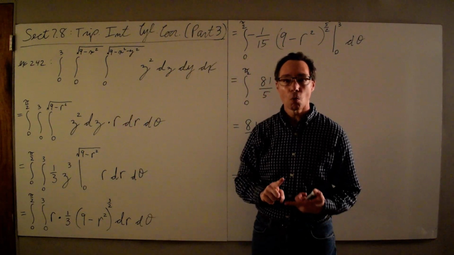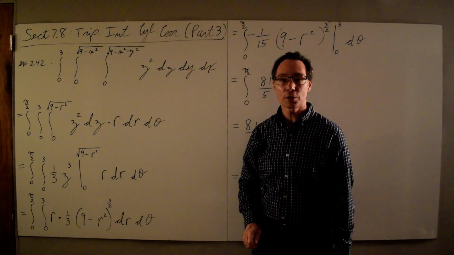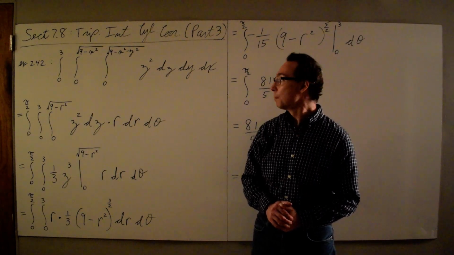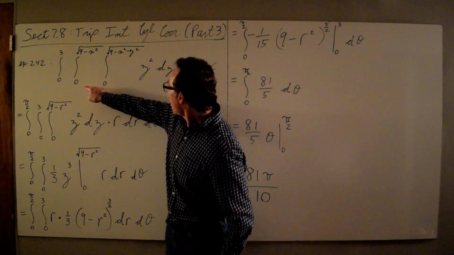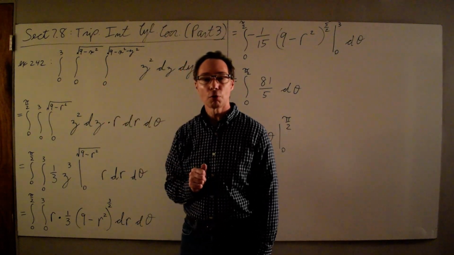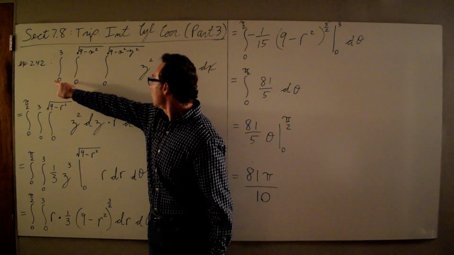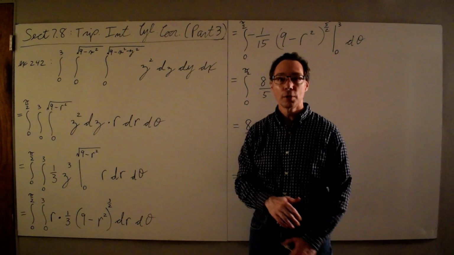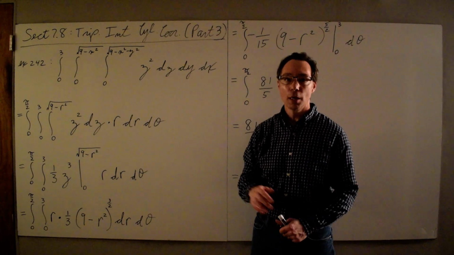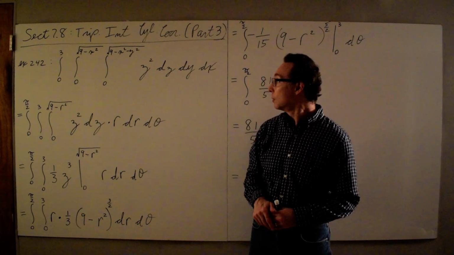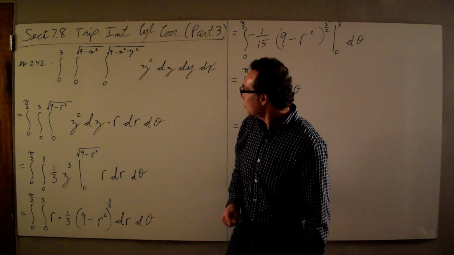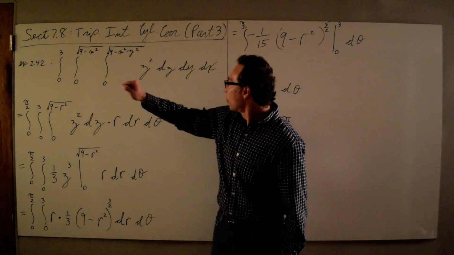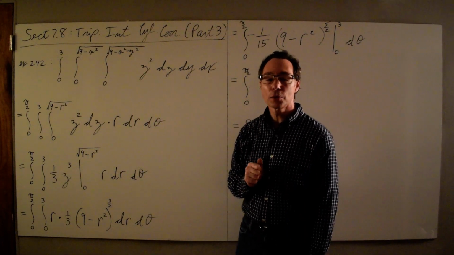Now if you look at y equals the square root of 9 minus x squared, that's the top half of the circle centered at 0, 0 of radius 3. But x ranges from 0 to 3. That means we are looking at 1/4 of the circle centered at 0, 0 of radius 3. We're looking at the part that lives in the first quadrant. And then we have z going from 0 to the square root of 9 minus x squared minus y squared.